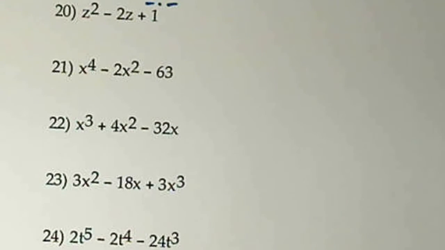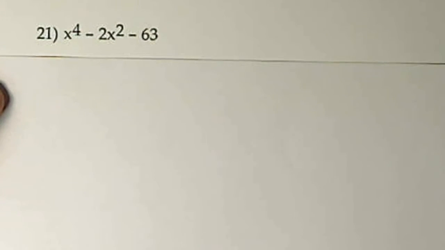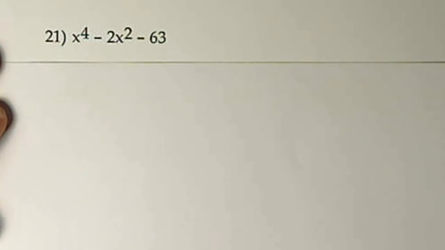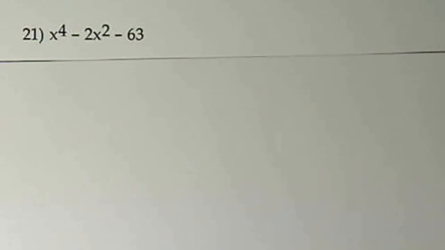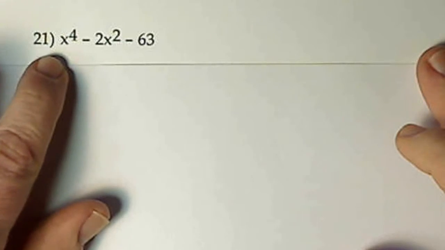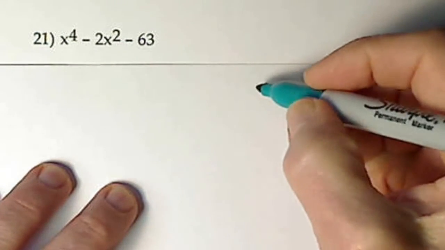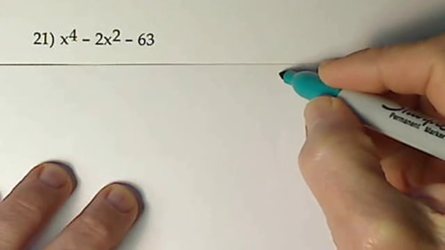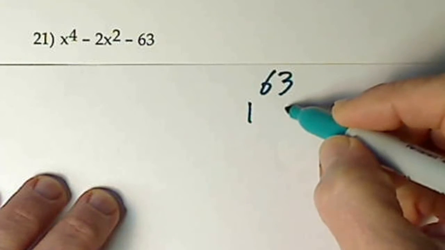This one looks a little different, because you have x to the 4th. We'll start out basically the same way, though. There's nothing in front of x. Well, usually I say x squared, but there's nothing in front of the first term other than a 1. So you just grab your 63 and list all the factors. So that would be 1 times 63.